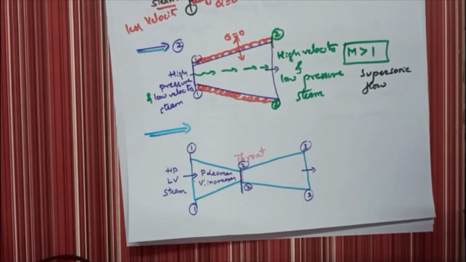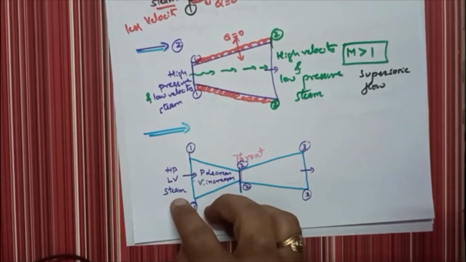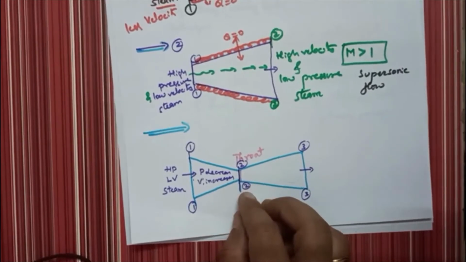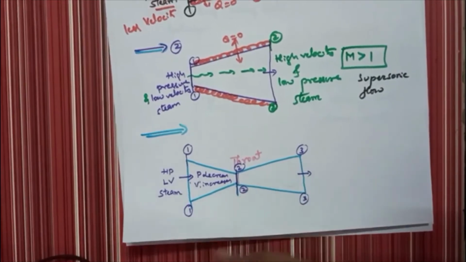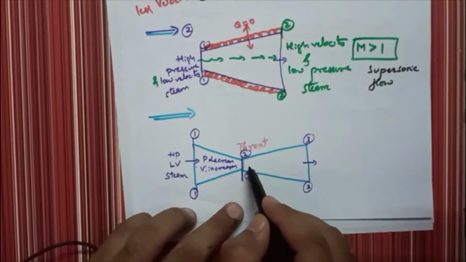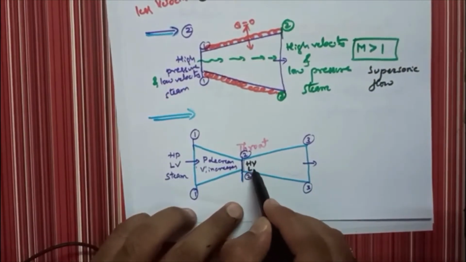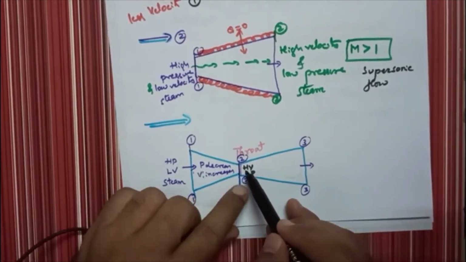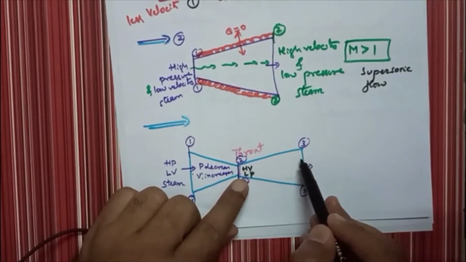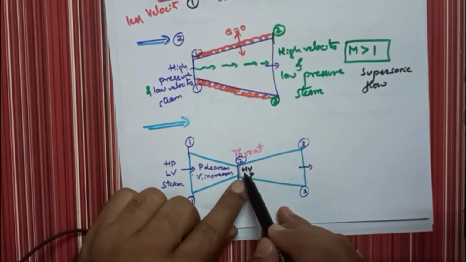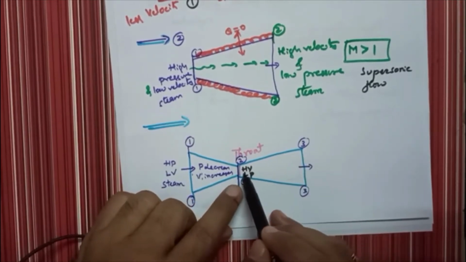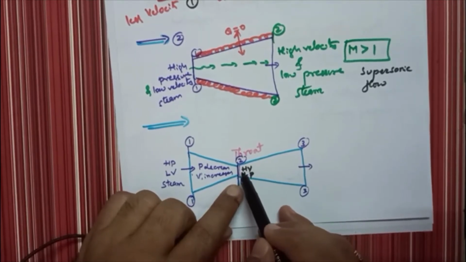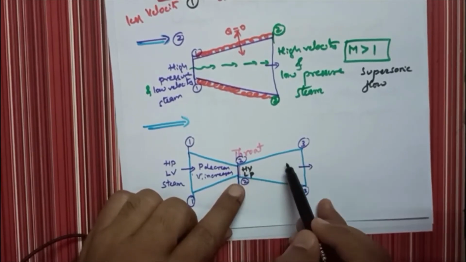So high pressure steam will become low pressure steam at section number 2, and it will become high velocity but low pressure steam. Now from point number 2 to 3, this is already in the divergent portion. The velocity at point number 2 is already high velocity. High velocity is entering into the nozzle.